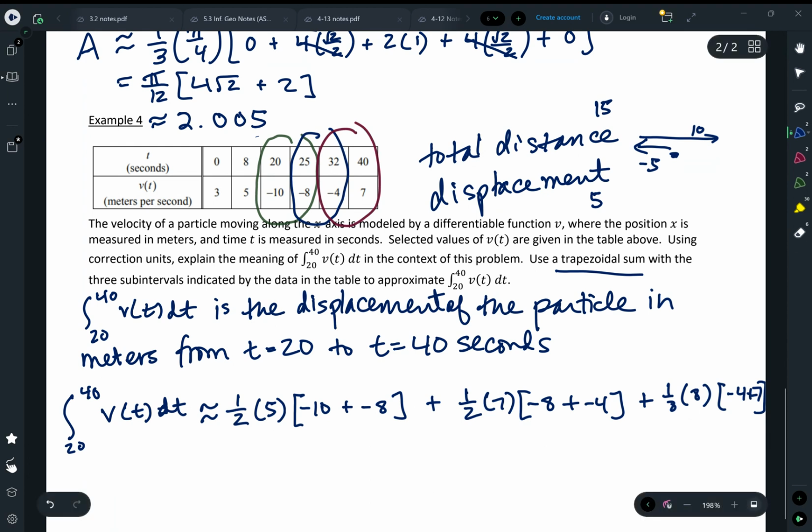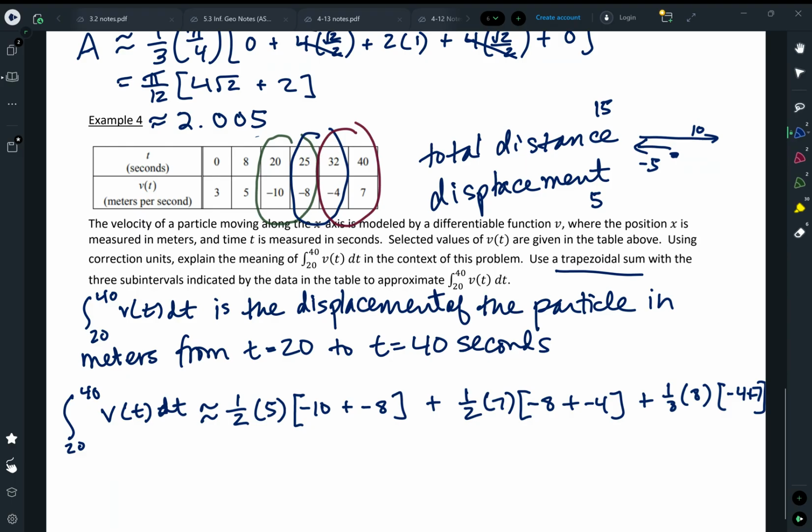So remember, on the AP test, we don't actually want to go through and calculate something like this. This is how we make our mistakes. Usually the calculus part we do great with, but just the little simplifying errors with negatives and positives, when you have this many numbers you're working on adding and multiplying and adding again, we make mistakes. So we're just going to leave it. So this is going to be the displacement of the particle in meters from 20 to 40 seconds. We explained what that was. And then here we have the trapezoidal sum.